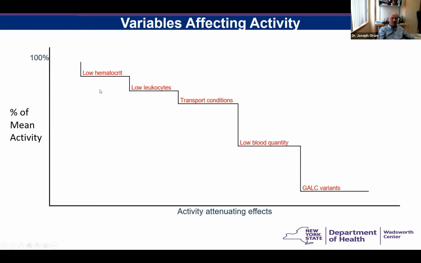So why does this happen? There's low hematocrit, low leukocytes, all of these combinations, and transport conditions. If the sample's been sitting in a truck in the heat for a while, that would deactivate the enzyme. Often we get specimens, and we had one the other day that was really low, but when I looked at it, it was only marginally saturating the filter paper. When blood doesn't fully saturate and fill the circles of the blood collection cards, that will affect your enzyme activities. And of course, GALC variants, birth weight, and age are other variables that can all affect enzyme activity.